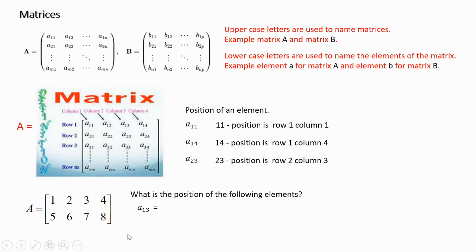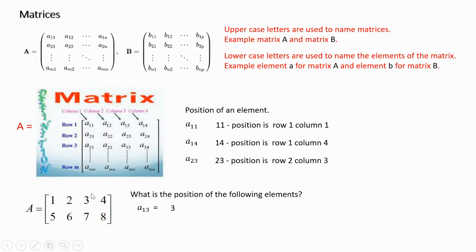What will be the position? A13 means row 1, column 3. So, Christina, where is row 1? Right, this is row 1, and this is row 2. So row 1, column 3: this is column 1, column 2, column 3. So the answer will be 3.